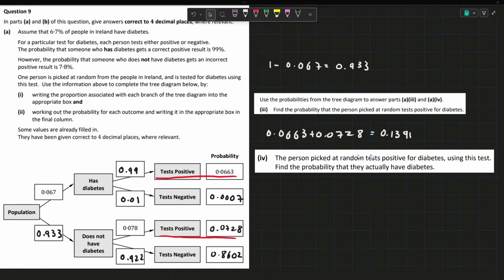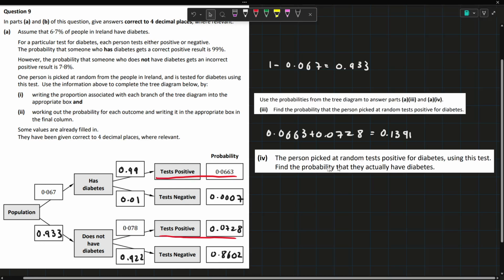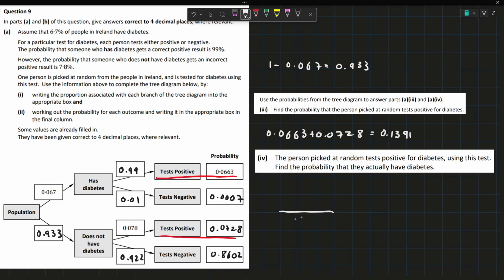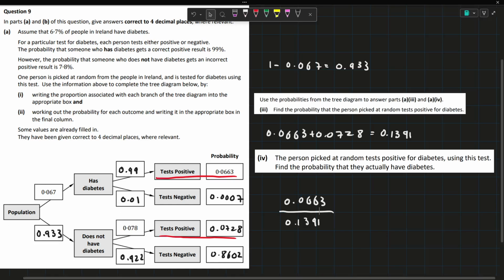Then we're told, so this person tests positive for diabetes, same as before. Find the probability that they actually have diabetes. So this is the probability that they get a positive test. The probability that they actually have diabetes is this. So basically, division means out of. So out of all the ways that they could test positive, this is the probability that it's a real positive. So we divide those 2 numbers, and what we get as our answer is 0.4766 when you round to 4 decimal places.